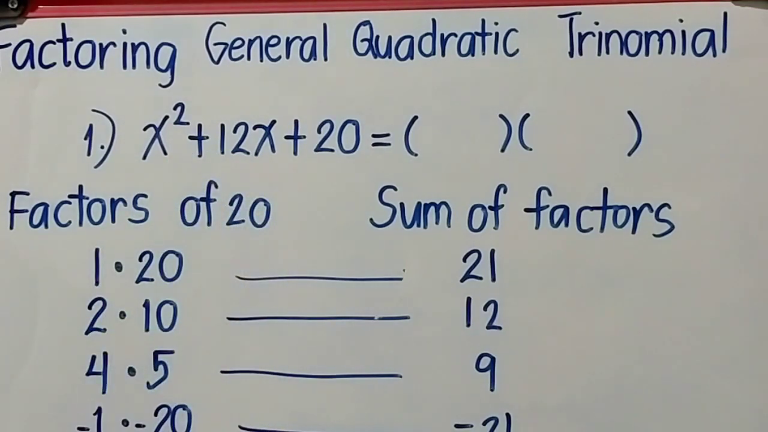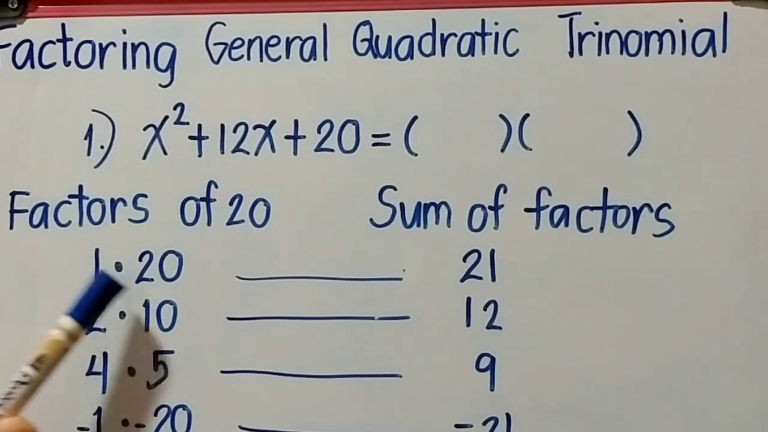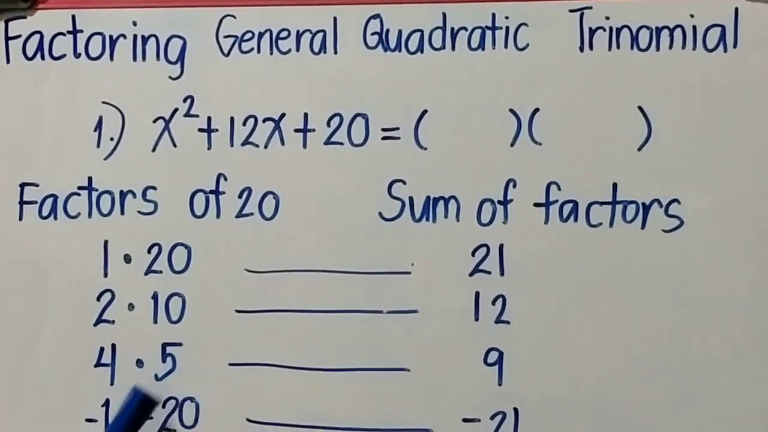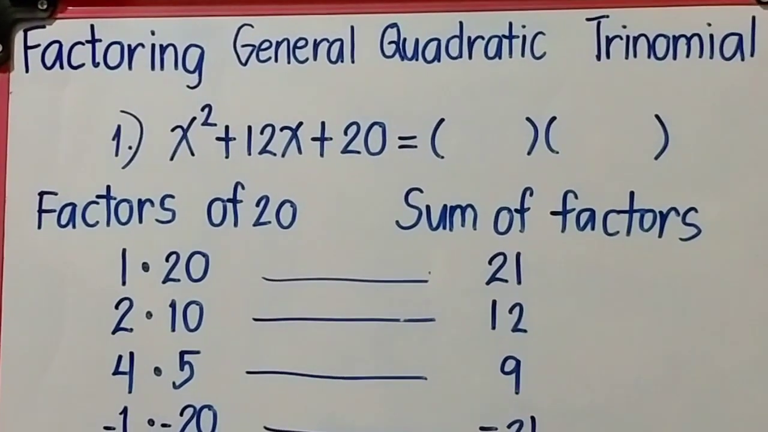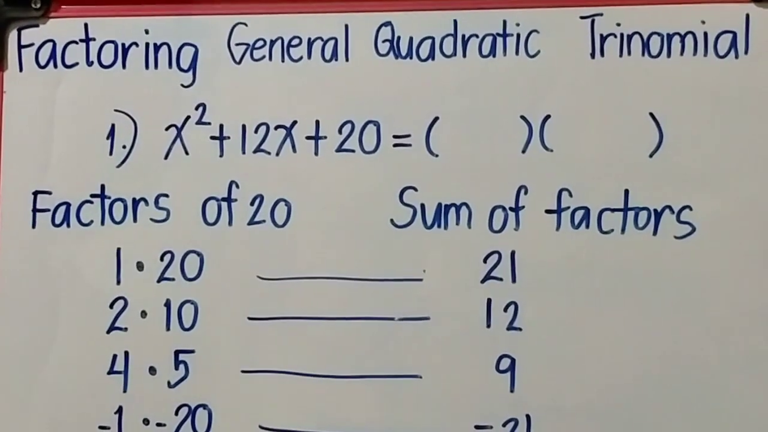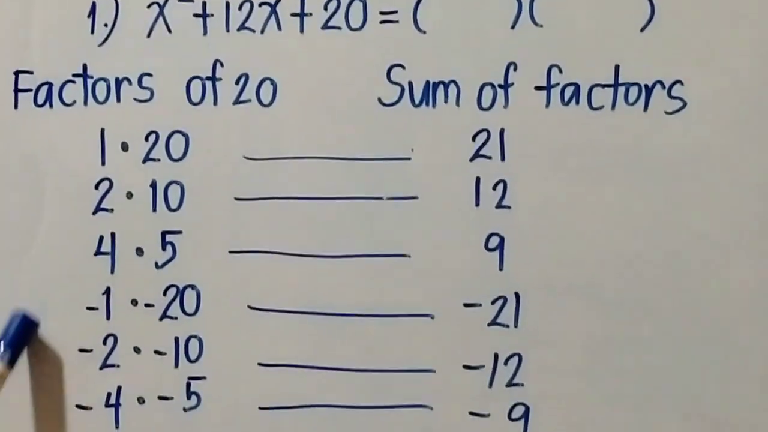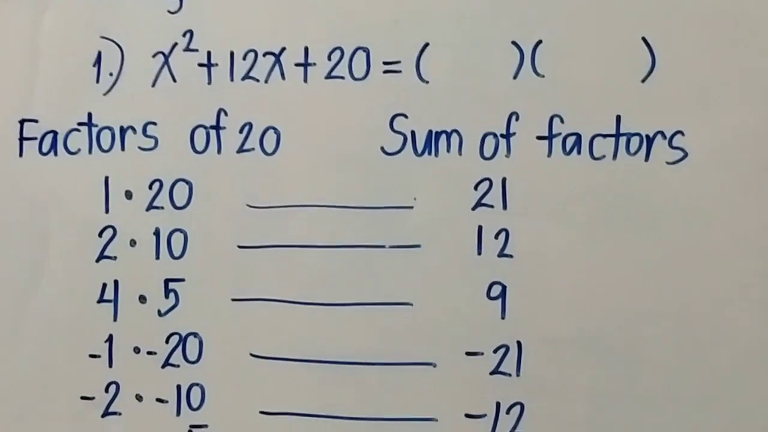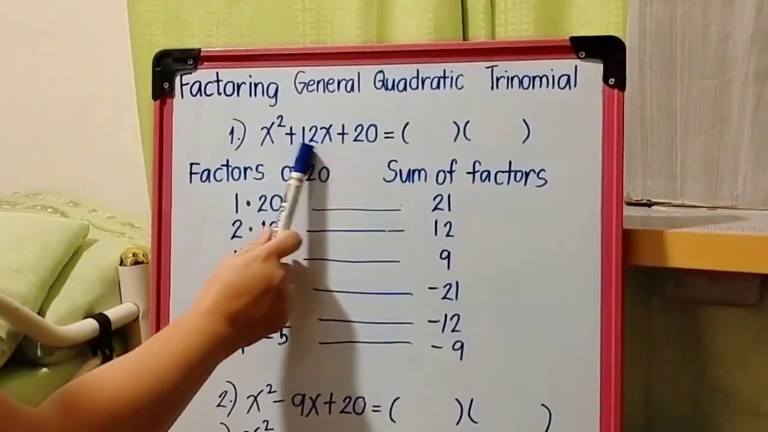So let's do that. We have the factors of 20: 1 times 20, 2 times 10, 4 times 5, negative 1 times negative 20, negative 2 times negative 10, and negative 4 times negative 5. So these are the factors. Now, among these factors, we're looking for the one whose sum will give us positive 12.